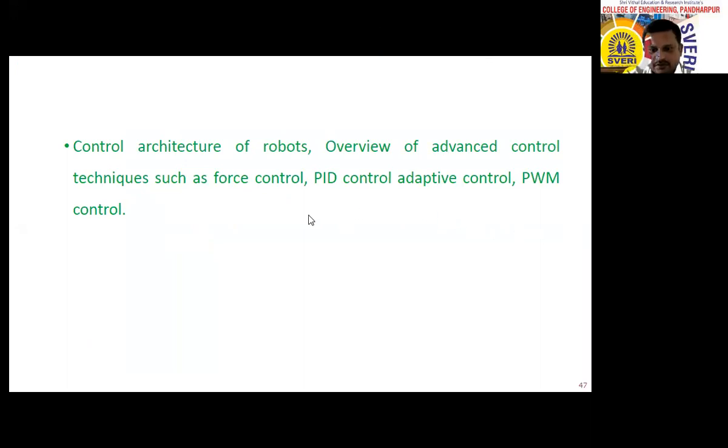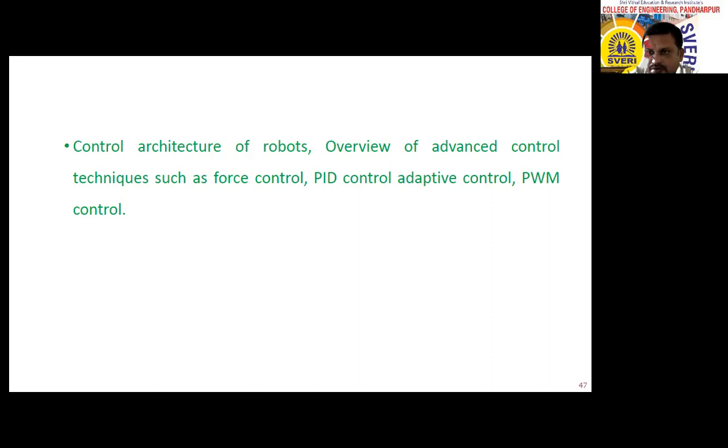Now we will see control techniques, or which are the control techniques used in robots. Now what thing we have to control in the robot? We have to control the speed of the robot, or speed of the DC motor or AC motor or servo motor or stepper motor, whatever different types of motors we have studied. And we have to control force also.